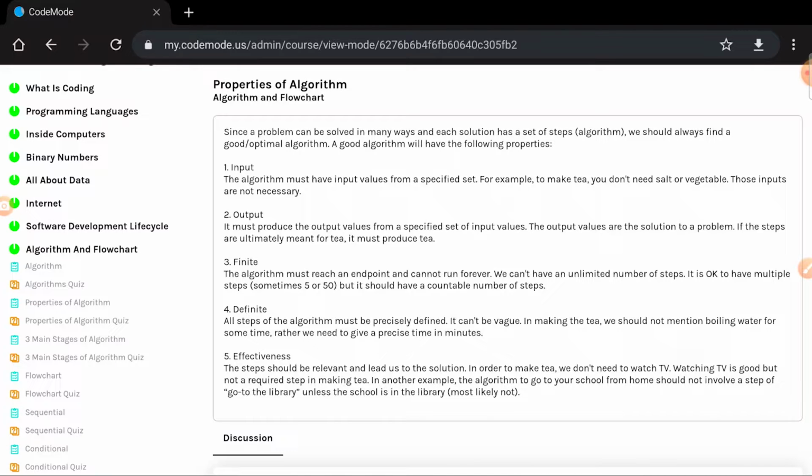Currently you are learning about algorithm and flowchart, and in today's class we will learn about properties of algorithm.